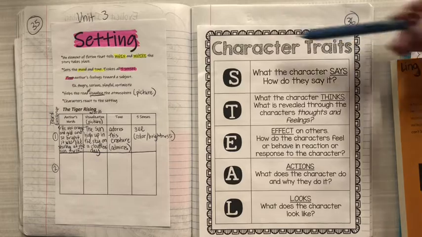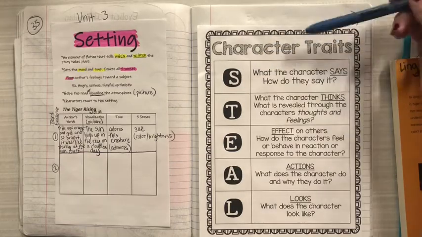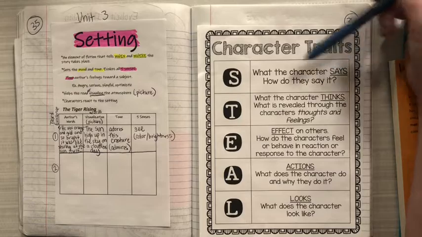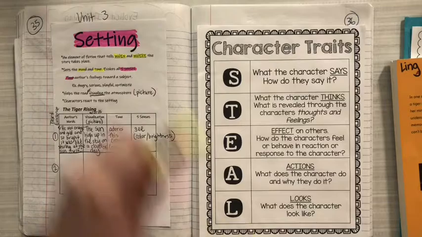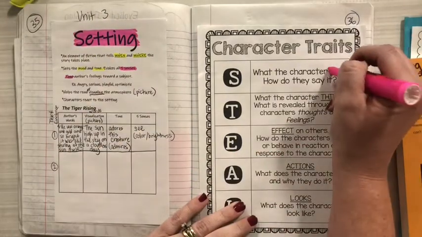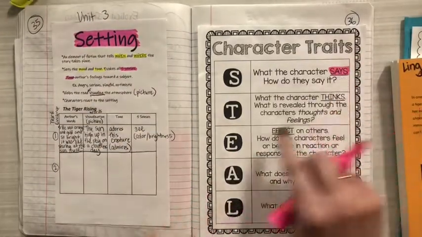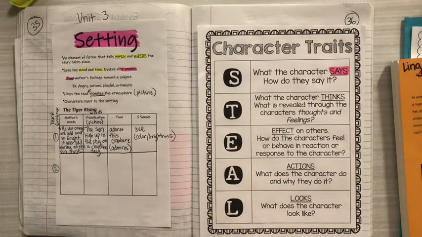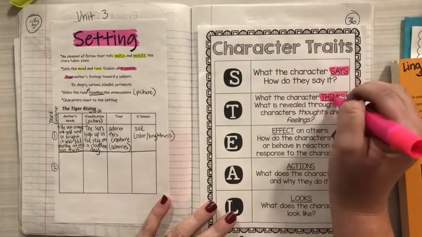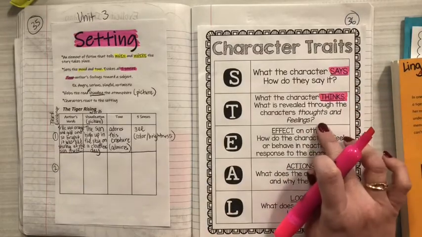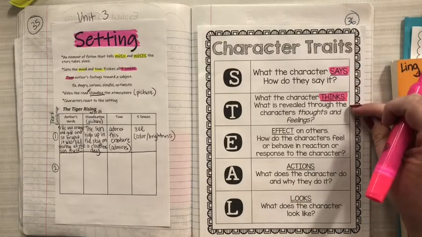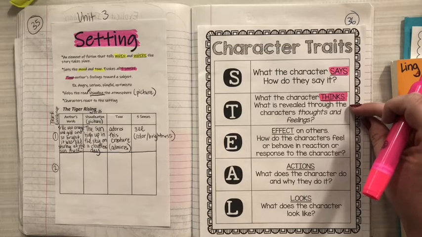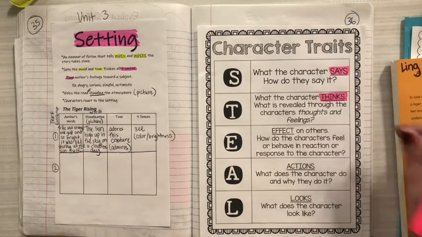The first thing we're going to talk about is our character traits, and we use the acronym STEAL to help us understand why we can identify these things and why they are important for our understanding of who the characters are. When we look at the word STEAL, the S stands for what the character says and how they say it. So we're looking for the actual dialogue from our characters. I'm going to use a highlighter to highlight says. The next one is what the character thinks. So highlight thinks. What is revealed through the character's thoughts and feelings. Now we're looking at when the author gives us insight into their thought process, or why they're feeling the way they are in situations.